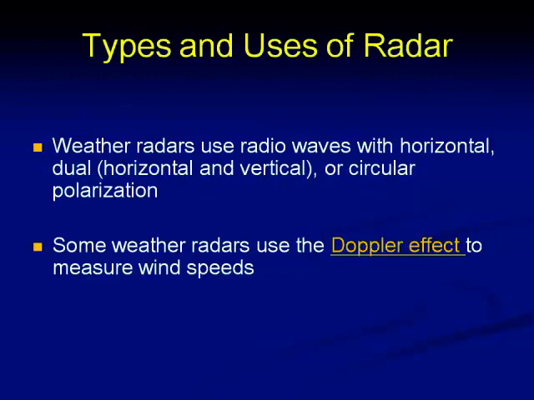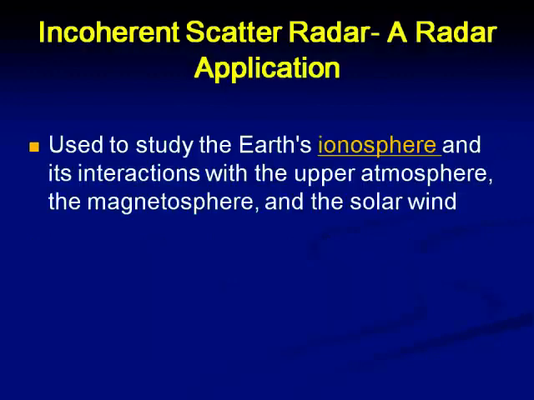Weather radars use radio waves with horizontal, dual or circular polarization. And some weather radars use Doppler effect to measure the wind speeds. Incoherent scatter radar, that is another radar application. It is used to study the Earth's ionosphere and its interactions with upper atmosphere, the magnetosphere and the solar wind.